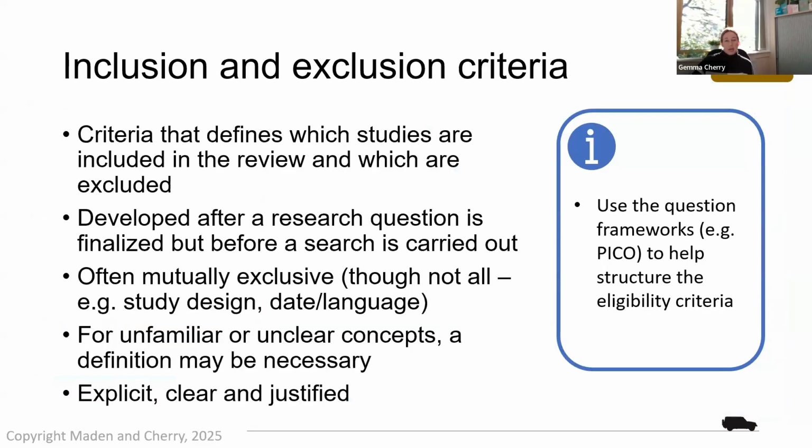So once you have a topic area in mind, you're confident there hasn't already been a review done in the area, and you've broken your question down in accordance with the framework, you want to think about inclusion-exclusion criteria. These are criteria that define which studies are included in your review and which are excluded. You'd normally develop these criteria after your review question's finalised, but before your search is carried out. But the question framework can really help to structure your eligibility criteria.